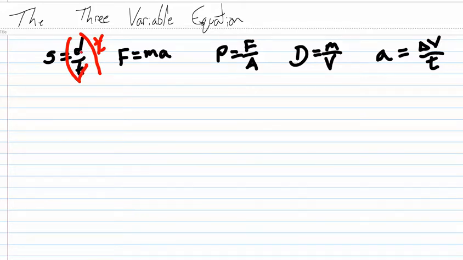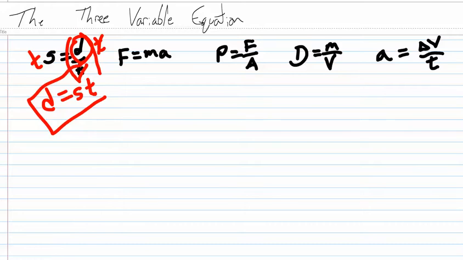So now I've got the D by itself, but I have to remember that whatever I do to one side, I have to do to the other side. So if I multiply this side by T, then I need to multiply this side by T as well. So I wind up with this D by itself, and there you go. Distance is speed times time.